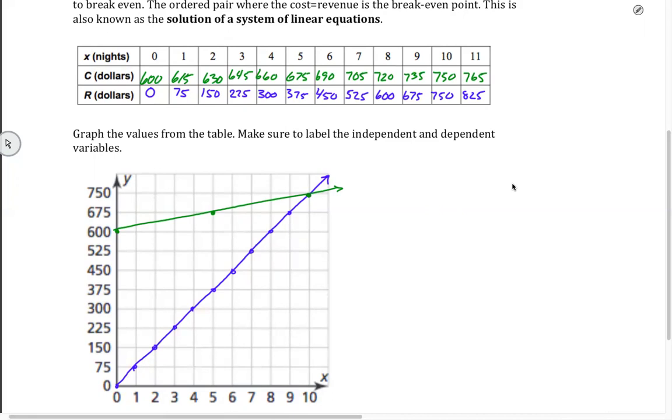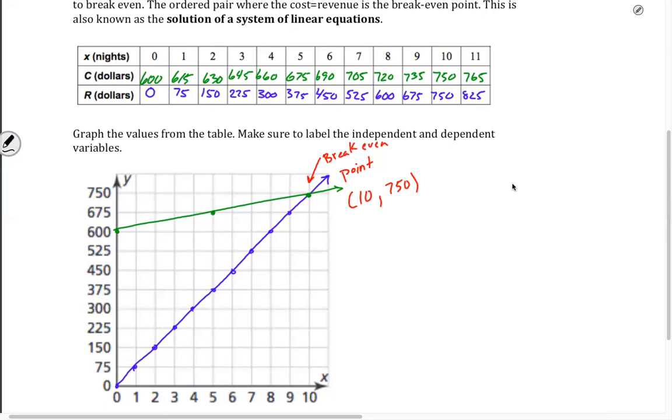So that's where I get 10. Notice that is my break even point. Okay, it's at 10 nights and $750. Now, how could I get this without doing all of that?